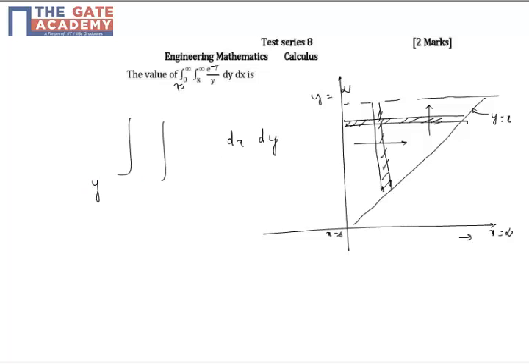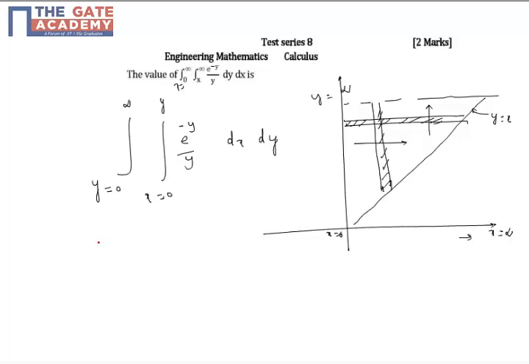So y limits are constant. Now if you see this strip, y is varying from 0 to infinity, and the limits of x are, one limit of x is this one, x equal to 0, and the other limit is this, x equal to y. So x equal to 0 to y, e power minus y by y.